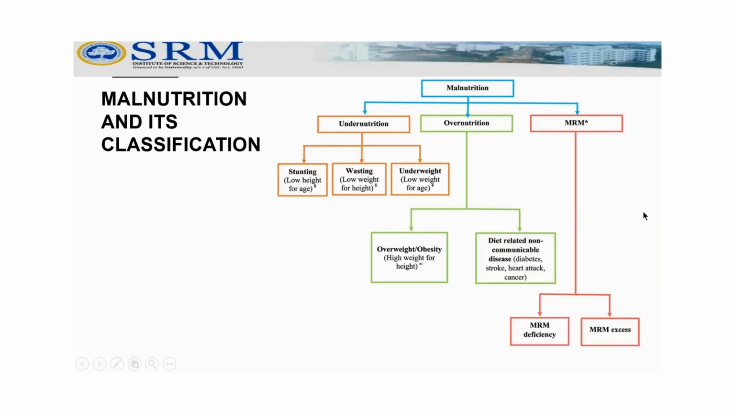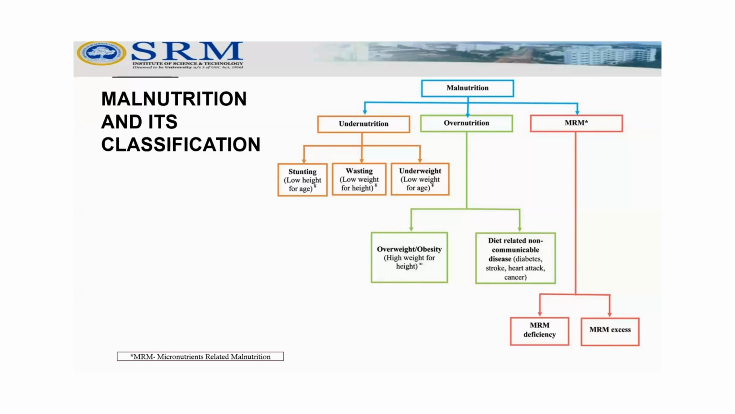Another malnutrition related issue is overnutrition. This is one of the predominant issues in many developed countries, even in India. Overweight or obesity, diet related non-communicable diseases like diabetes, stroke, heart attack, and cancer. These are all due to overnutrition. Then what is MRM? MRM is micronutrient related malnutrition. Both MRM deficiencies and MRM excess are not advisable.